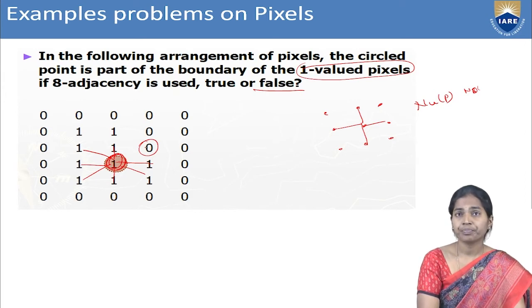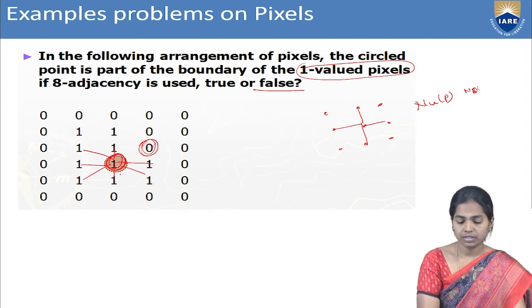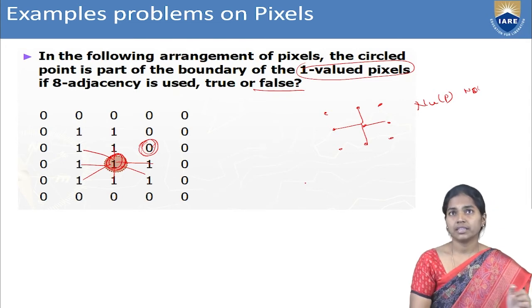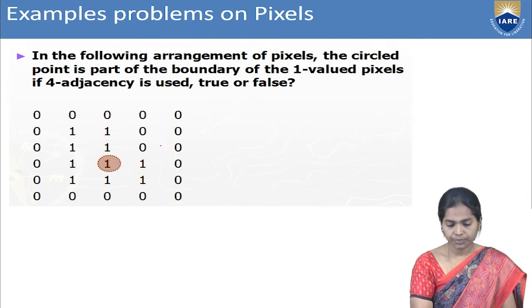In this case, this pixel value is 0, but in our question it is a one valued pixel. So it is not possible. Here it is a false condition. 8 adjacency is not possible here.